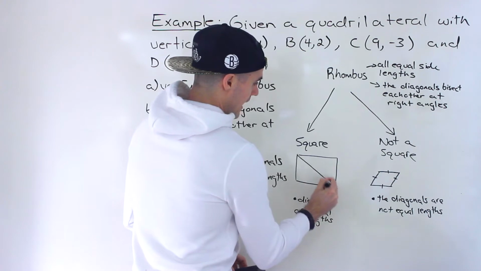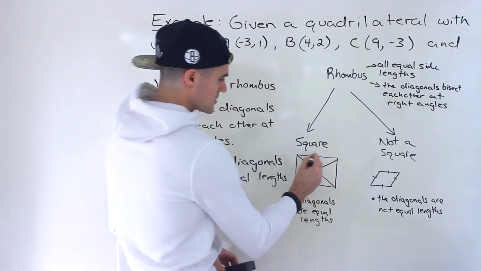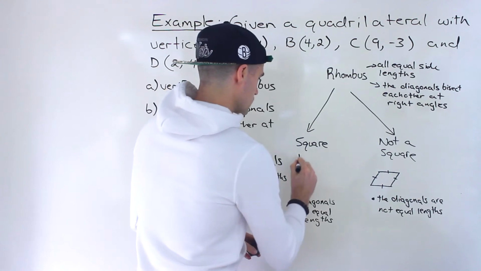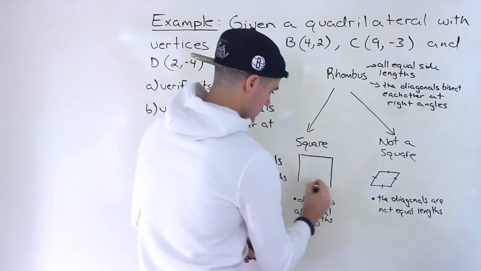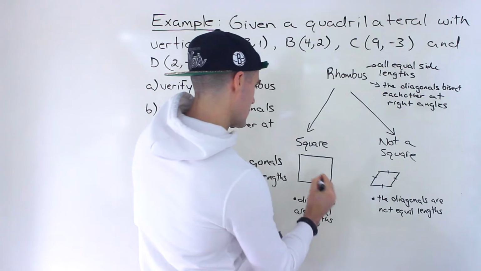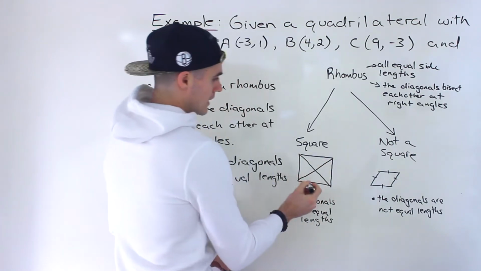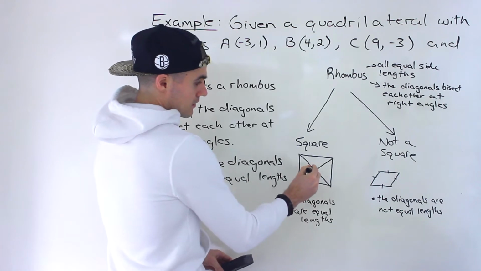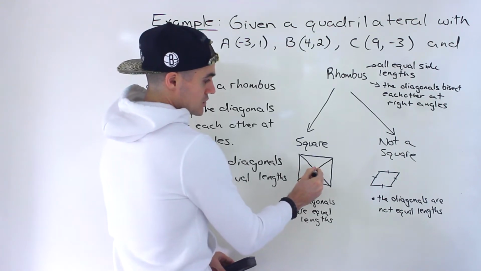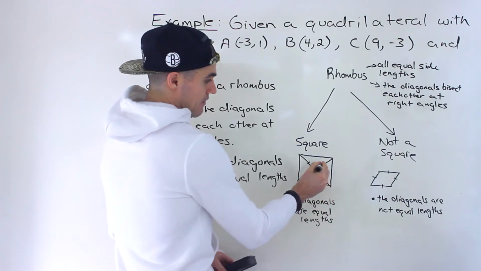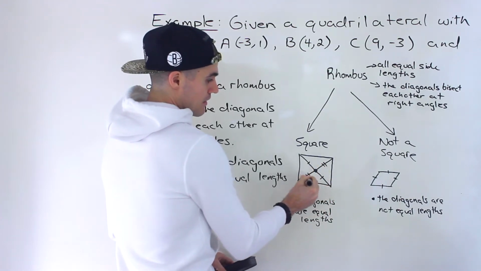If we draw the diagonals, this is almost like a rectangle. You want to make sure it's really to scale here. Right, that looks more like a square. So if we draw the diagonals, here the diagonals are still going to bisect each other, meaning that this and this are equal lengths, and this and this are equal lengths.